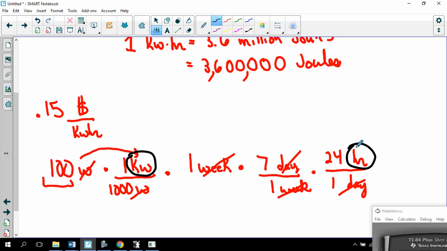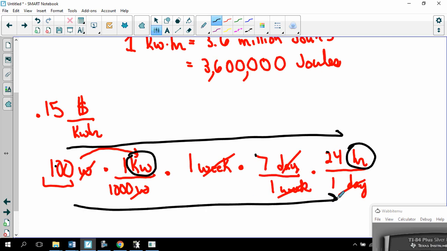So I got a better explanation already, but let's get this down. You go 100 times 7 times 24 divided by 1,000, and you get 16.8 kilowatt hours.